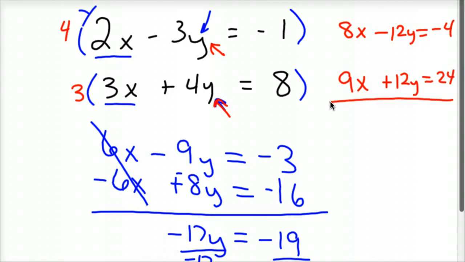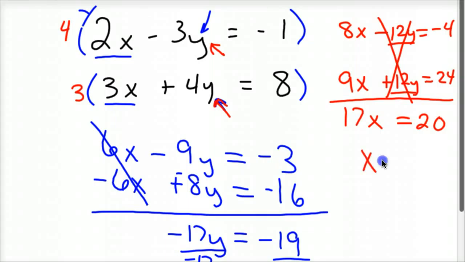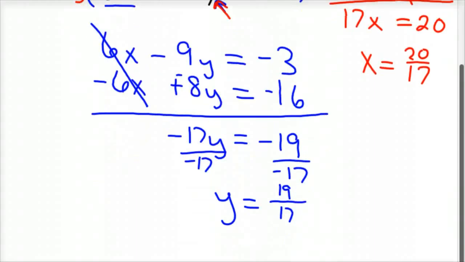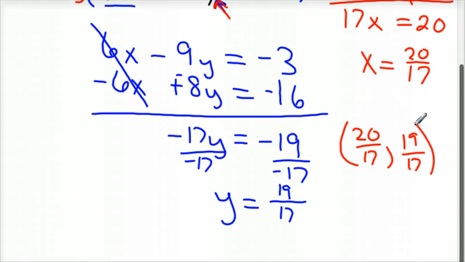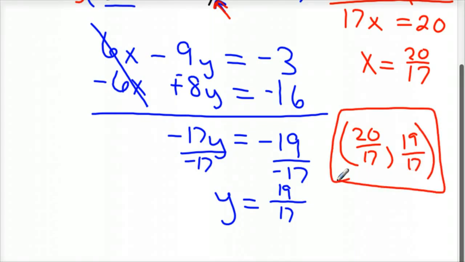And what's nice about this one is minus 12 plus 12 is 0. So when we add these, they're already going to eliminate. We don't have to change any signs. 8 plus 9, 17x. Negative 4 plus 24 is 20. And so I know my x value is 20/17. And so that is where those two lines meet. 20/17 and 19/17. And so that's my solution, or the intersection of those two lines.